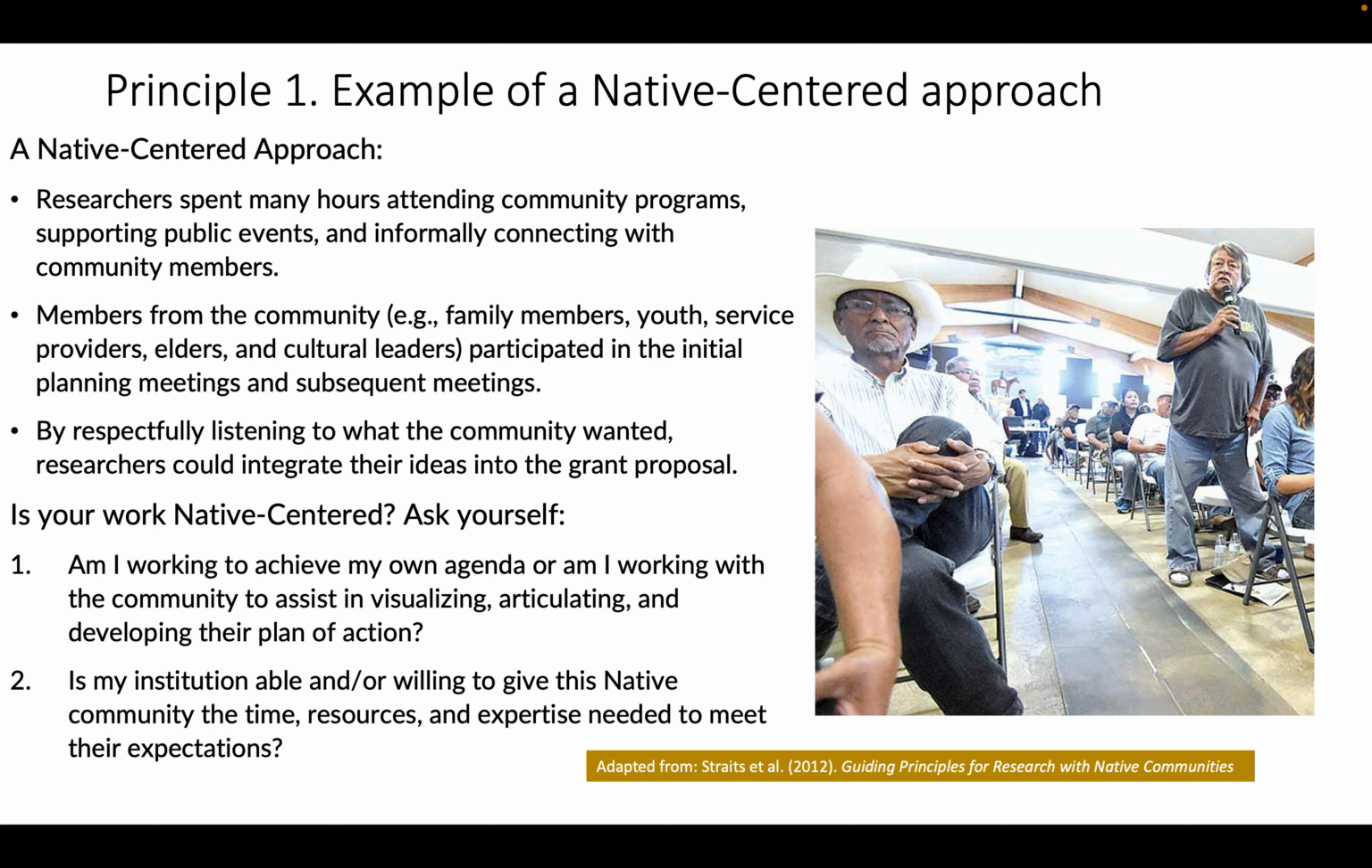A native-centered approach, this is an example. Researchers spent many hours attending community programs, supporting public events, and informally connecting with community members. Members from the community, family members, youth, service providers, elders, and cultural leaders participated in the initial planning meetings and subsequent meetings. By respectfully listening to what the community wanted, researchers could integrate their ideas into the grant proposal. Is your work native-centered, ask yourself.